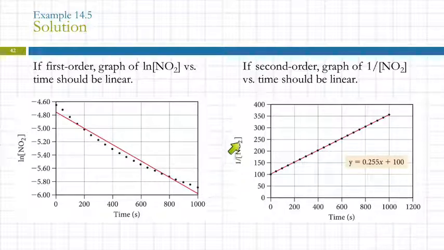So if we graph 1 over the concentration versus time, now we get this, and that's a beautiful straight line. Real data does not always look that nice, but this is a definite trend that's away from being linear. So the computer gives us the best equation for the line, and there's our rate constant right there, 0.255. So the rate constant is the slope of this line.